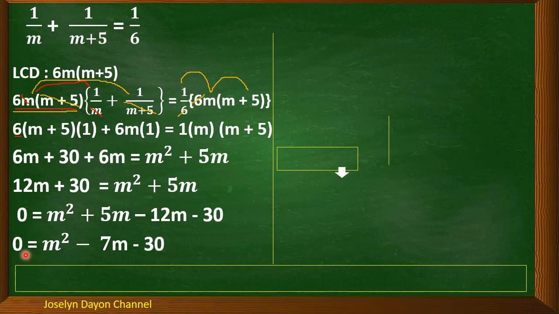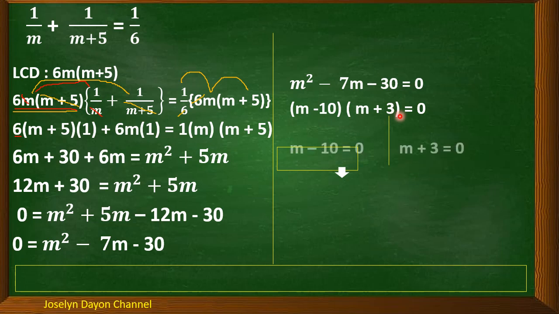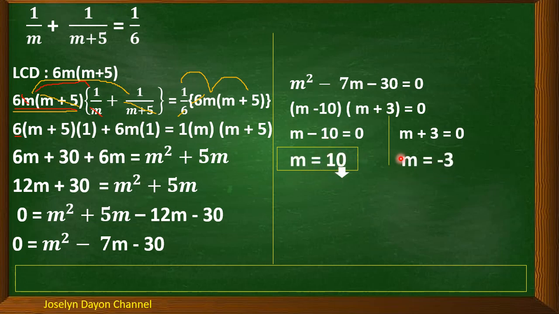So if you have observed, we have now a quadratic equation. So we can solve now for the value of m. We can solve this by factoring. Factors of m squared are m and m. Factors of negative 30, that will give a sum of negative 7, are negative 10 and 3. Next, equate its factor with 0. So we have m minus 10 is equal to 0, and the other one is m plus 3 is equal to 0. So for m, negative 10 transpose to the right side, so it became positive 10. And on the other hand, we have m plus 3, transpose 3 to the right side, so it became negative 3.